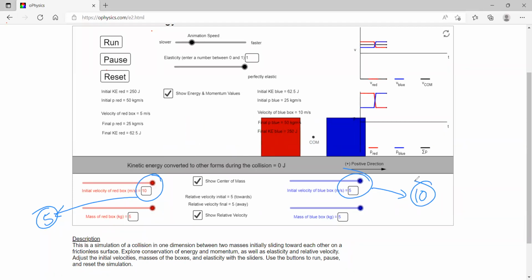Okay, so now you see that this is 5, and this is 10. So you see that again it is valid.